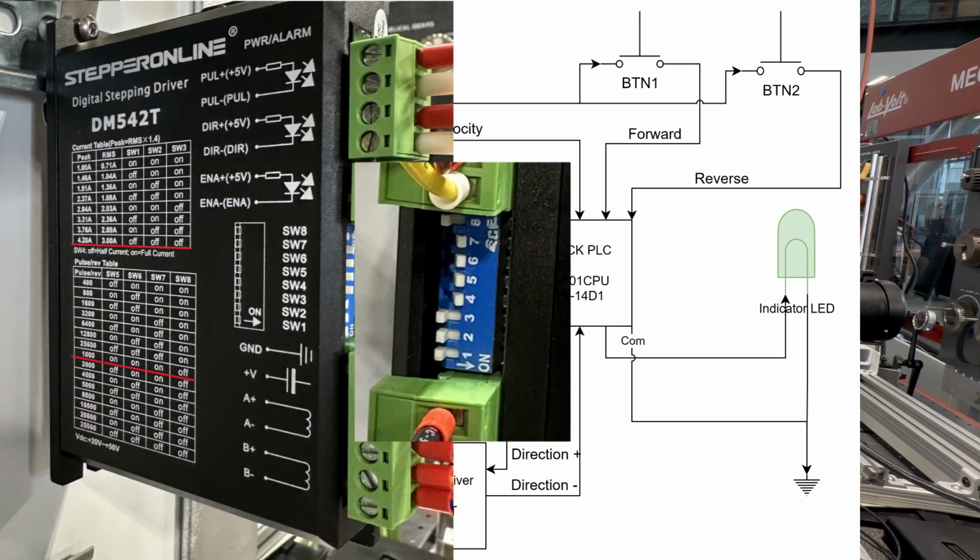The first thing we need to do is configure the driver settings. This stepper motor's max load is 3 amps. Look at the chart: for 3 amps, switches 1 to 3 have to be off. Next, we will configure the precision of the motor.